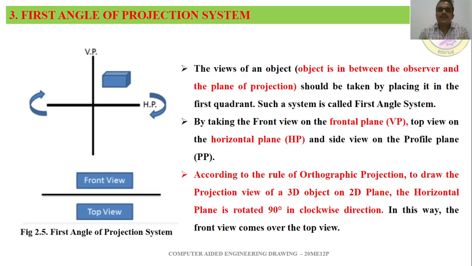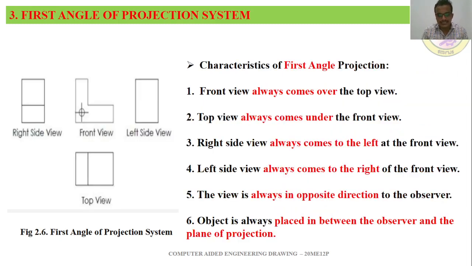And this is the basics of the first angle projection system. Now we'll understand the characteristics of first angle projection. As you can see in this figure, the front view, which is at the center, always comes over the top view. The top view is below the front view. I am saying it in reverse to make it clear. The top view always comes under the front view. Below the front view is the top view, and above the top view is the front view.